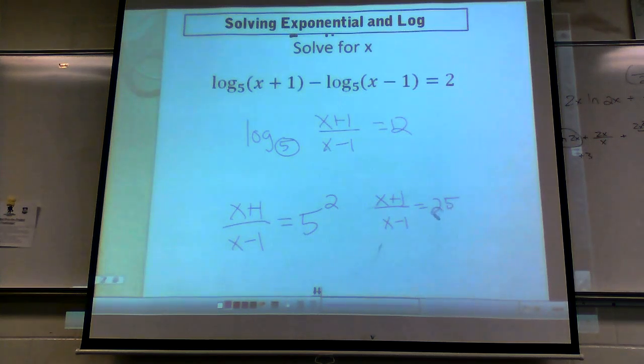Then you can multiply your denominator over. x plus 1 equals 25x minus 25. Then just get x by itself. So that'd be 26 equals 24x, right? So x is 13 over 12.